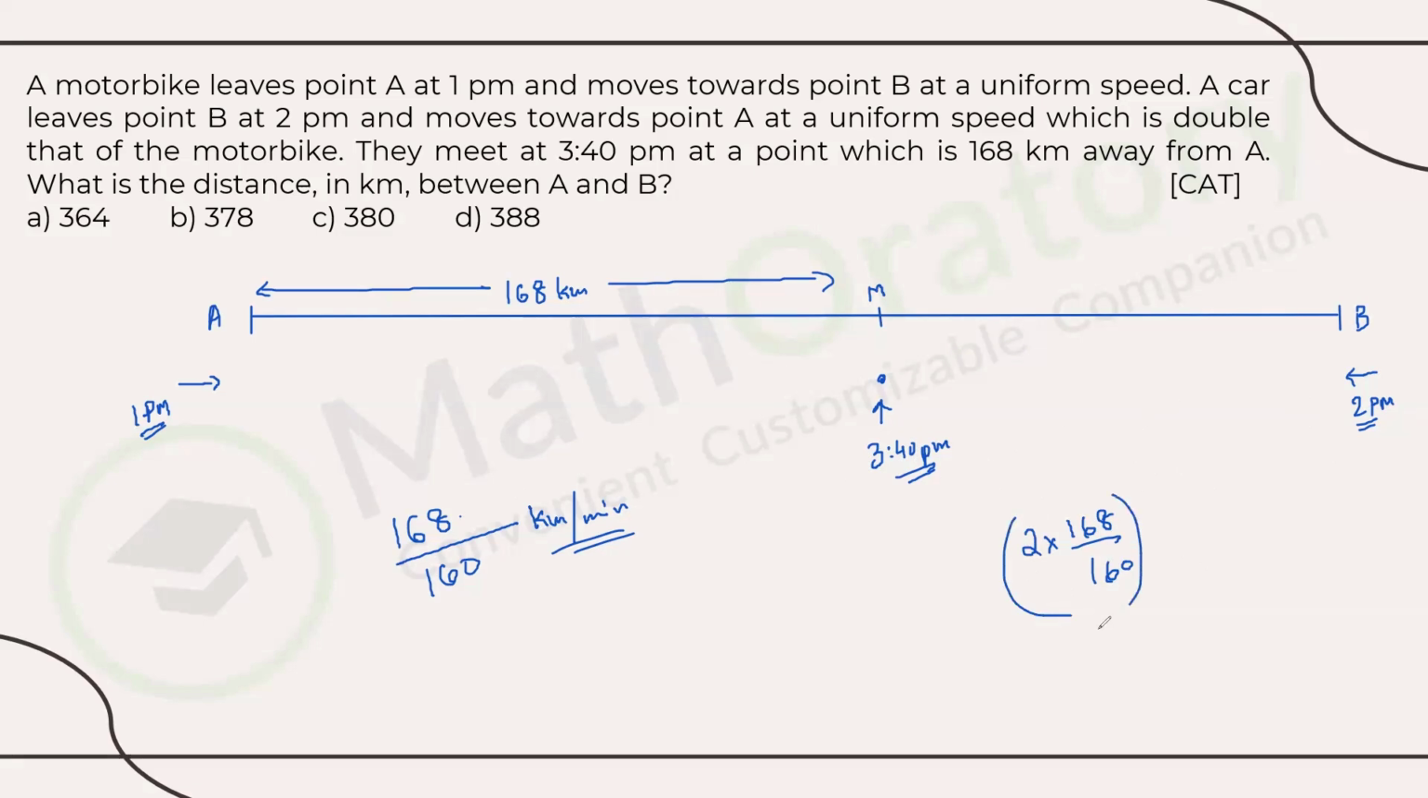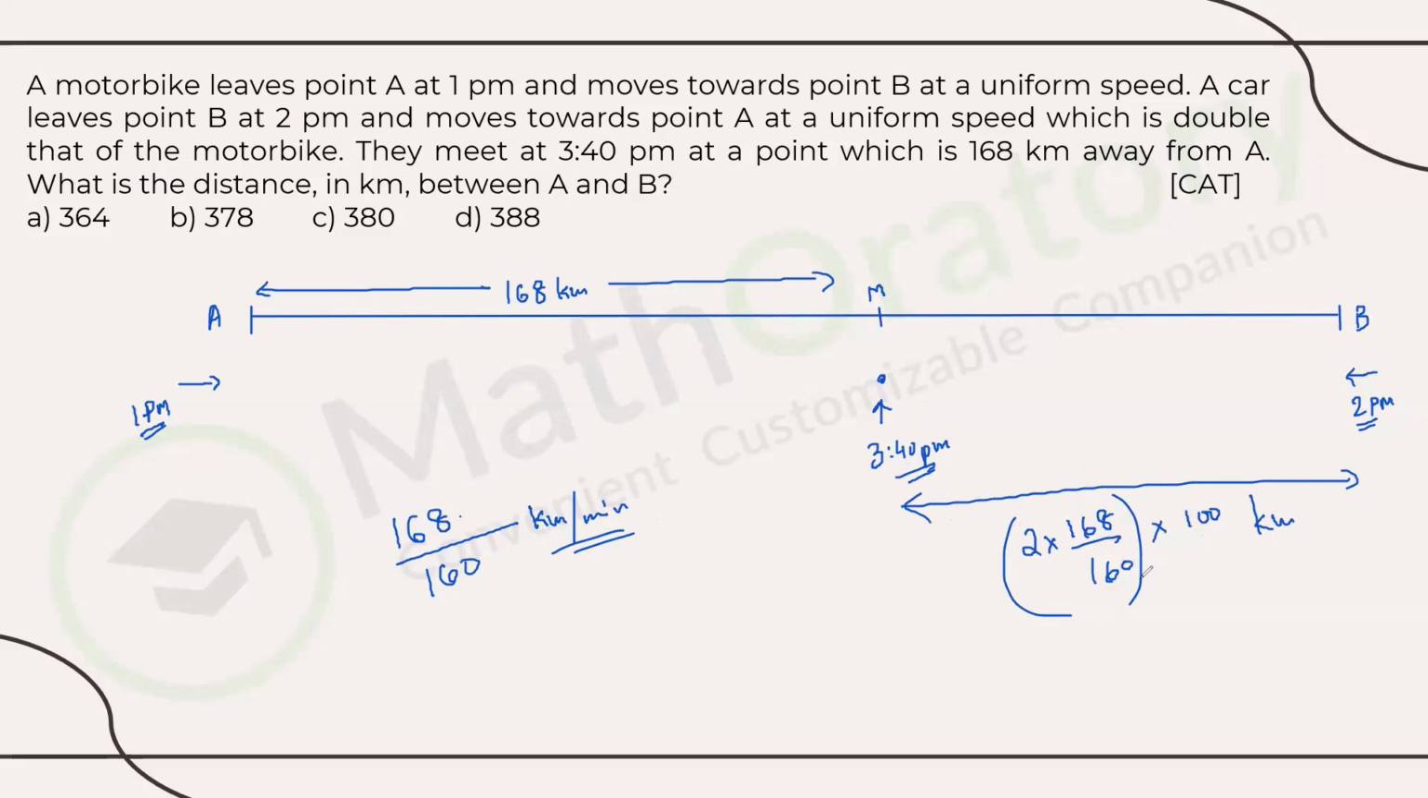This entirety is the speed of the car multiplied by the time. So this is the advantage: I don't have to convert this to hours again. We have kilometer per minute into minutes, which should be kilometers. So this should be the distance from M to B. Oh, nice. Isn't it? What we're looking for is the distance between A and B, because 168 plus this will be our answer, right?